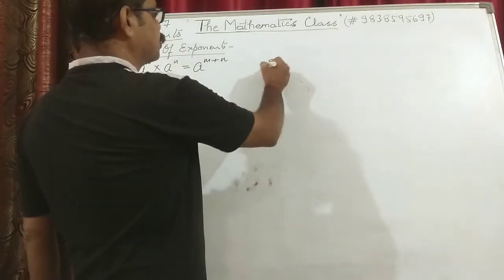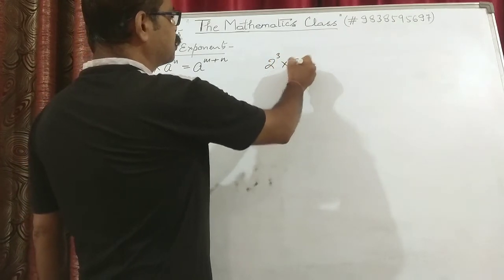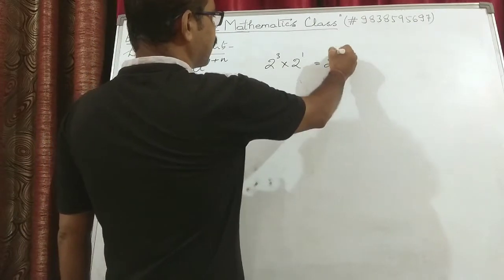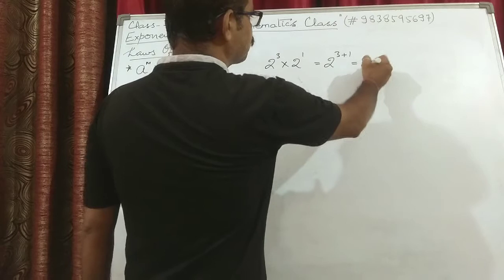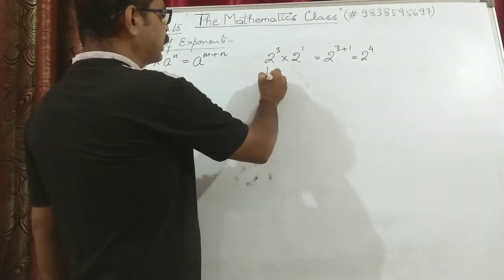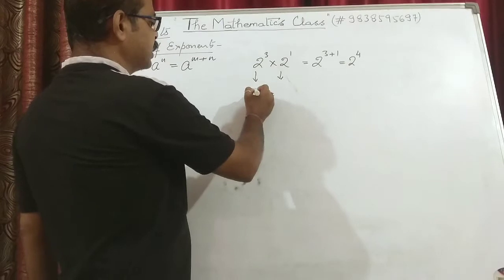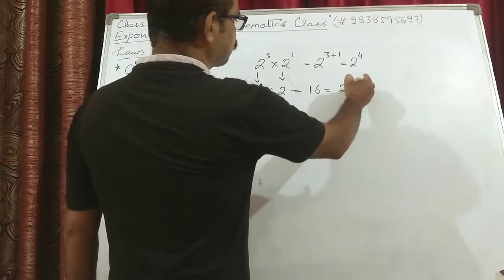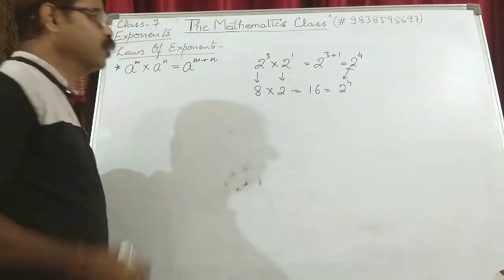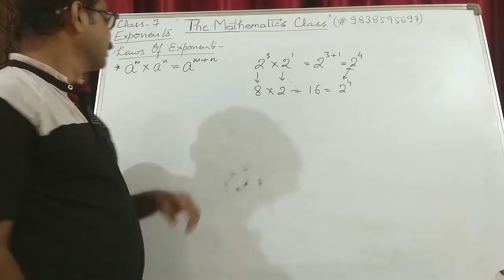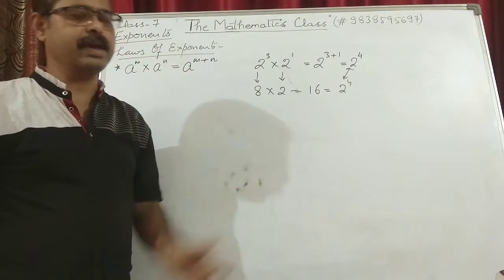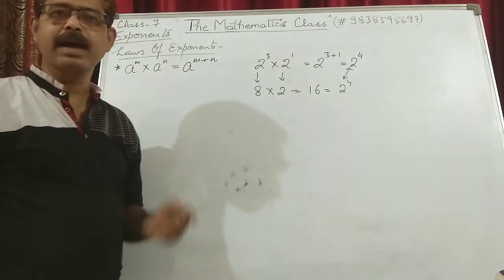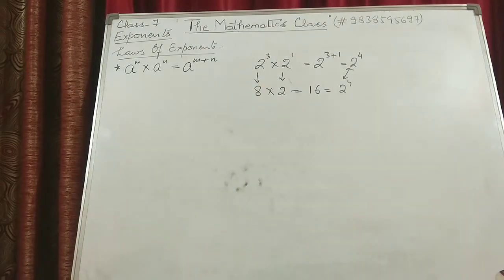Suppose I say 2 to the power 3 into 2. 2 means 2 to the power 1. So that can be written as 2 to the power 3 plus 1, that is 2 to the power 4. If I solve it, 2 into 2 into 2 is 8, 8 into 2 is 16, and 16 can be written as 2 to the power 4. So what is the basic thing you need to learn? That if the bases are the same and the powers are different and they are multiplied, then simply the powers are added.